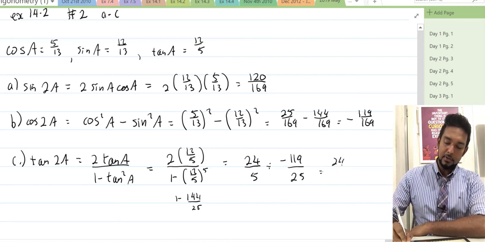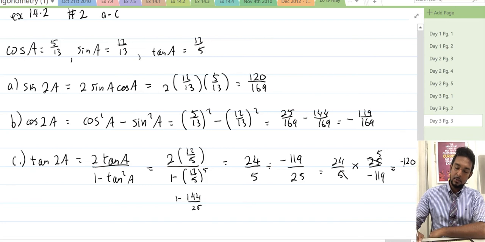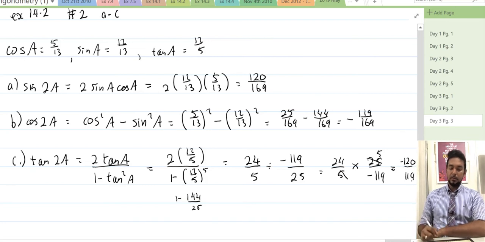Right, dividing fractions requires us to do what? Multiply by the inverse of the divisor. 5 will cancel with 25, 5 times. 24 by 5 is actually 120 over 119.